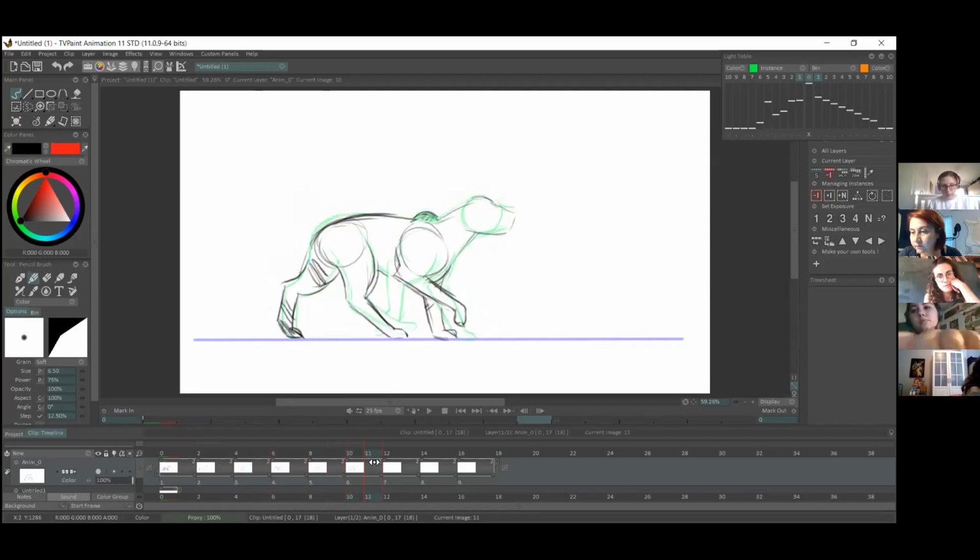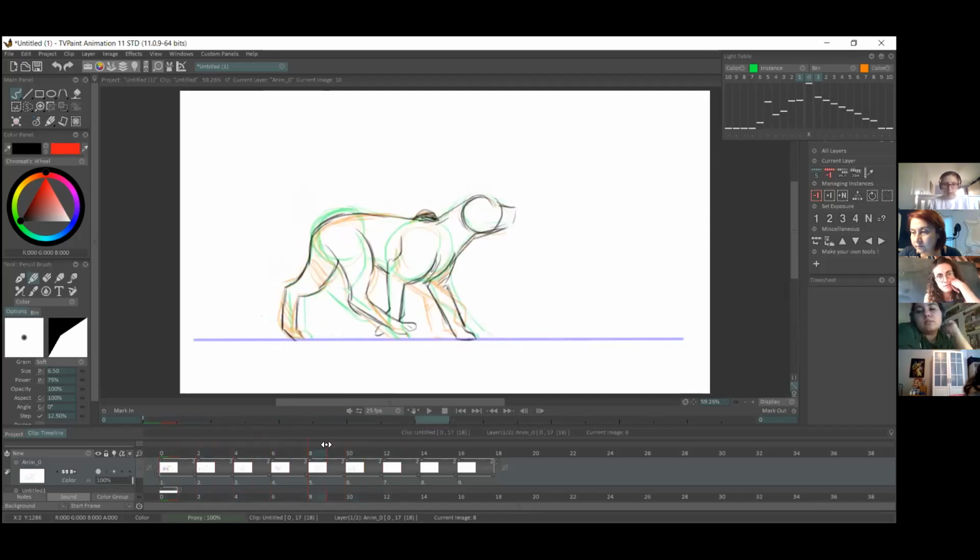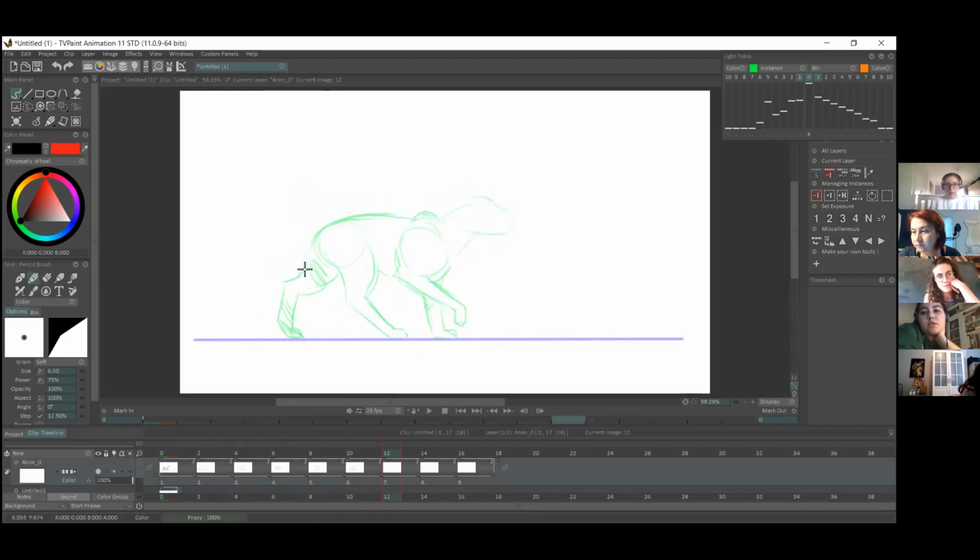So you can see, very slowly, a walking cycle starting like this.